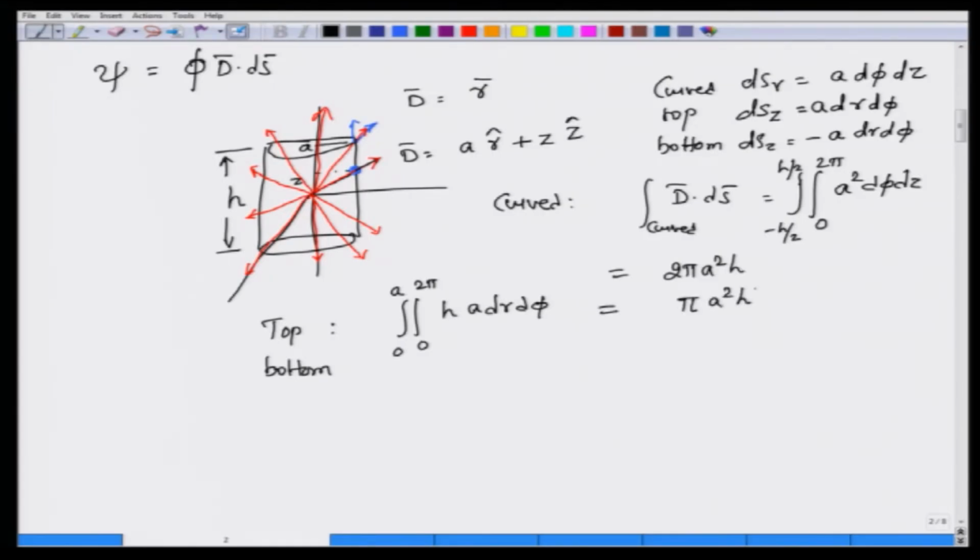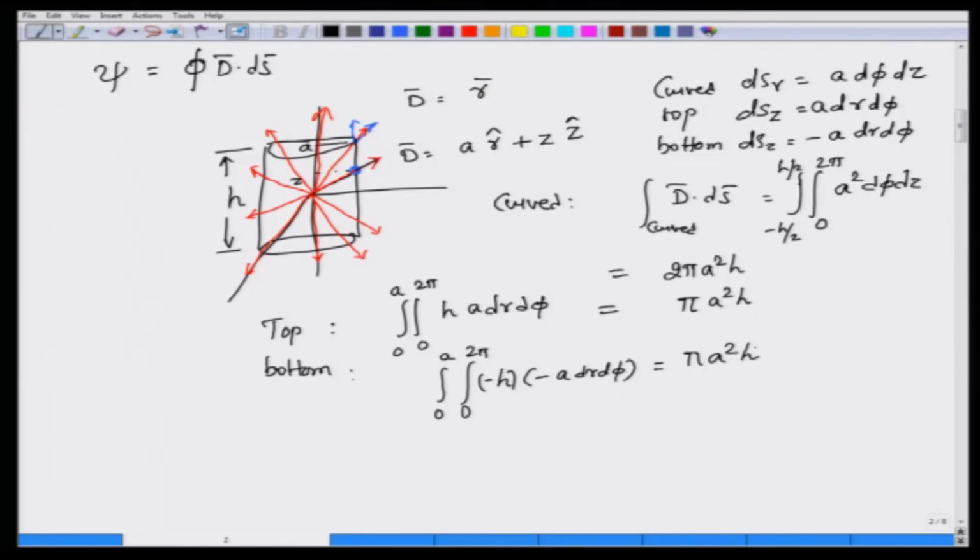Similarly, for the bottom integral, you have integrals from 0 to a, 0 to 2 pi. D will be h. However, the value of the D component on the bottom surface is directed along the minus z direction. Therefore, this will not be h, this would be minus h, but the surface element is also directed along minus z. Therefore, I have minus a dr dphi. There are two minus signs which can be eliminated because it becomes 1, and if you evaluate this integral it is the same as the integral of the top surface, and you are going to get a flux of pi a square h leaving the bottom surface.